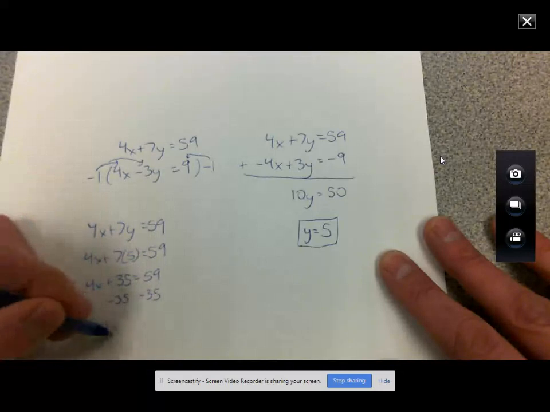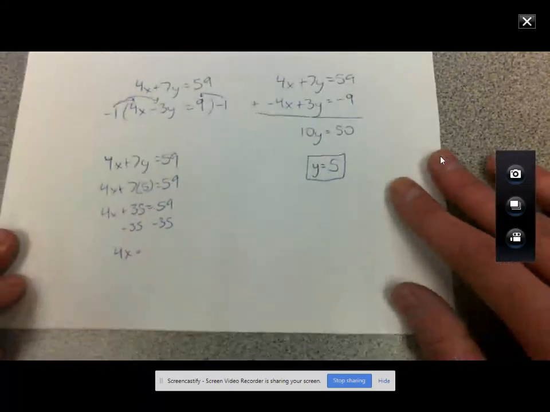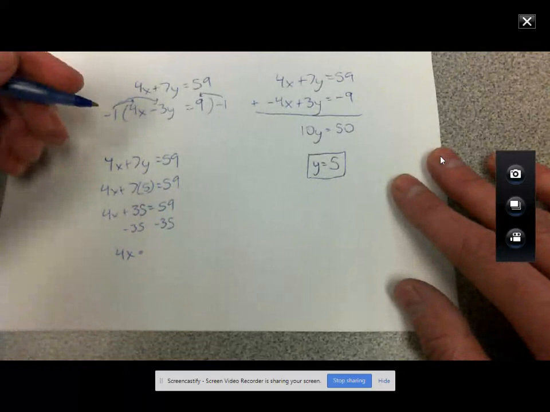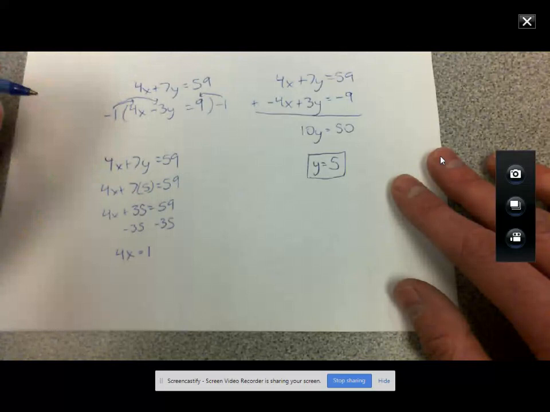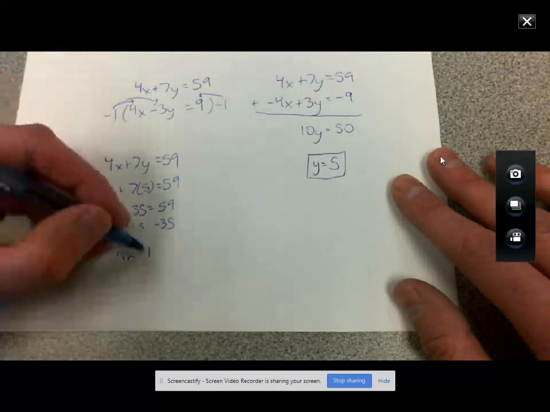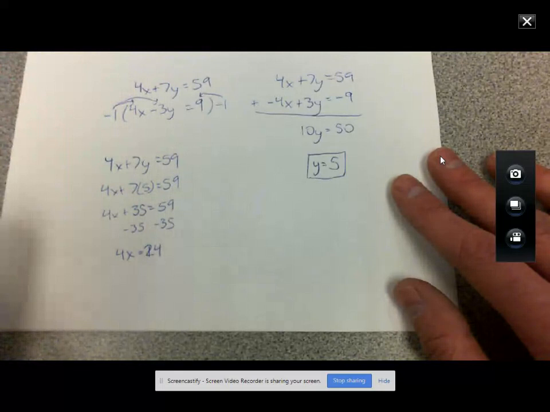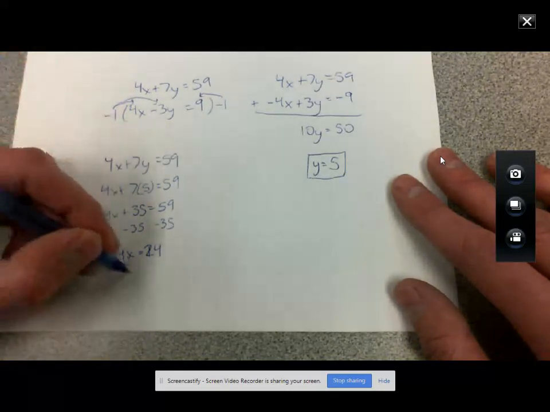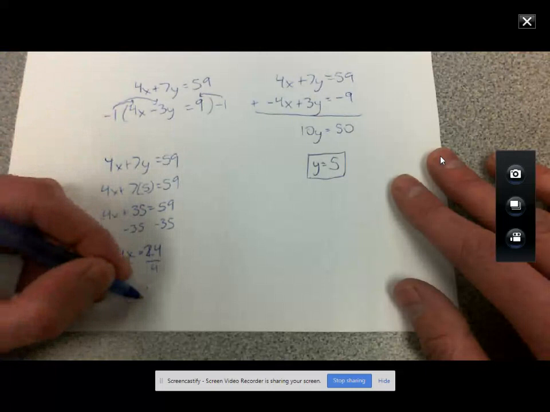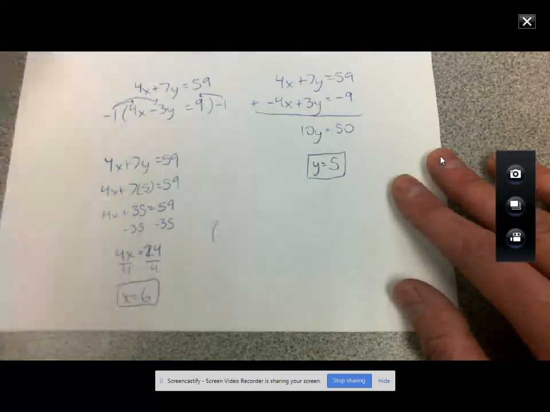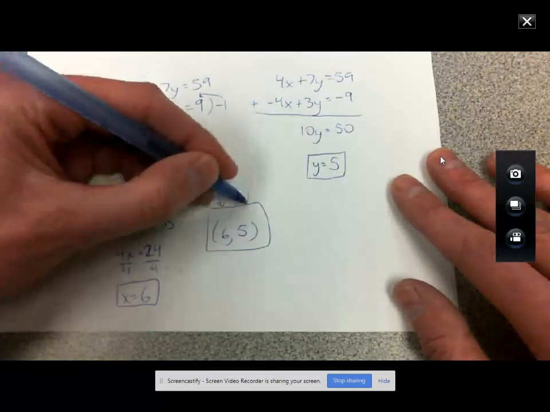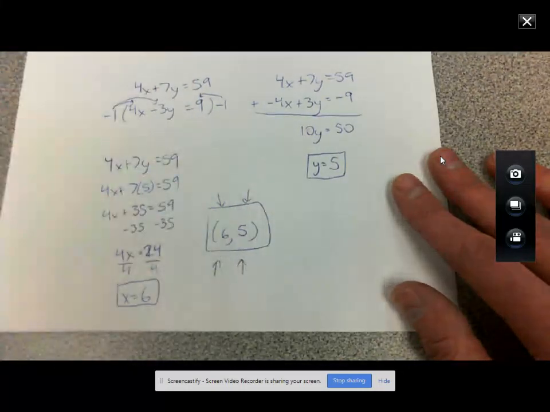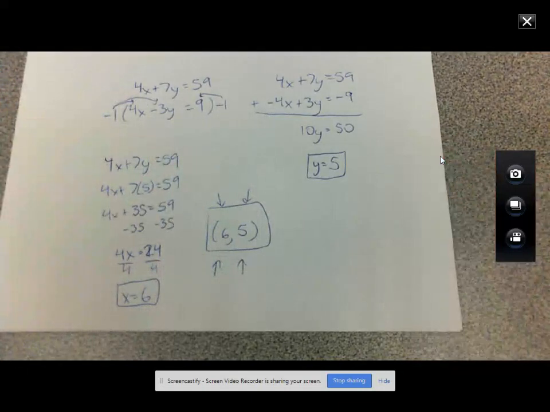I get that 4x equals, what's that going to be? 59 minus 35 is 24, I believe. Yeah, 24. If I divide both sides by 4, I get that x equals 6. So my solution, x is 6, y is 5, and that's my solution there. At the point (6, 5), those two equations are going to be equal or equivalent.